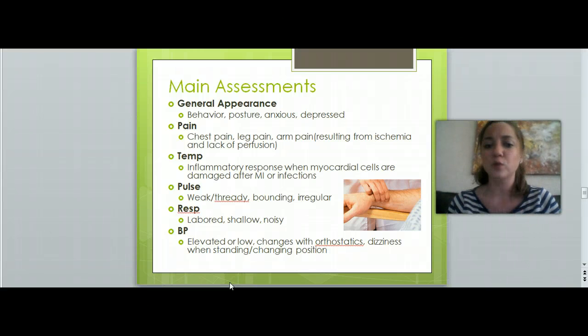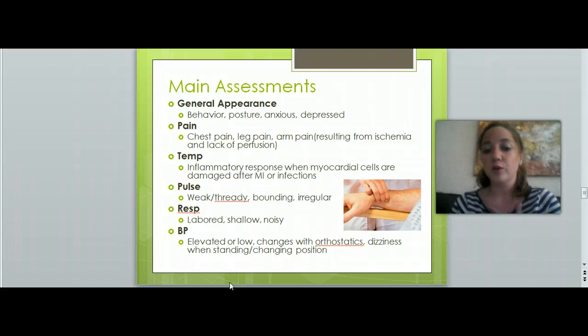Is their pulse weak or thready, or is it really bounding and irregular? We need to know these things because they could signal different disorders and diseases. We'll get into what these things signal later on, more specifically with the infections that we will talk about. But it's really important, again, to look at this.